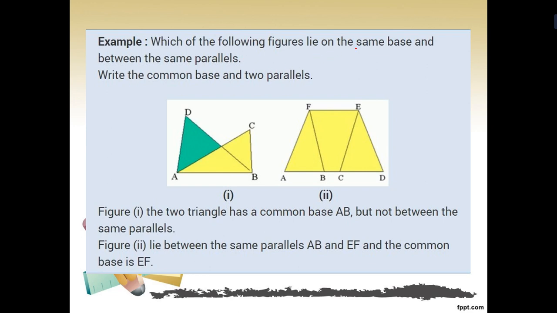Example: which of the following figures lie on the same base and between the same parallels? Write the common base and the two parallels. So if you see here, AB is the common base. The triangles are ABC and ABD. In figure 1, the two triangles have a common base AB but are not between the same parallel lines. Here the base is the same but the parallel lines are not there. So we can say no.